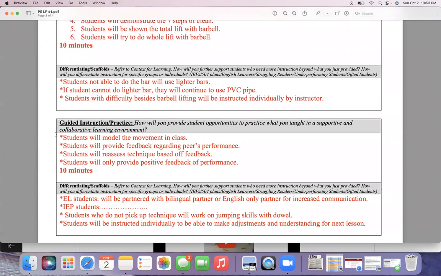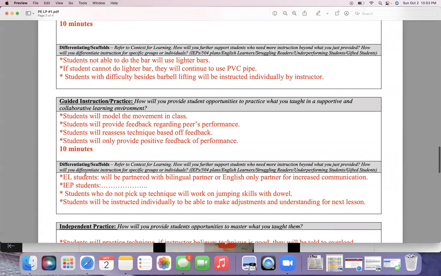Next is the guided instruction / practice. So how will students be given the opportunity to practice what they're learning? And then another section for accommodations. For example, for English learning students, he'll have them partnered with a bilingual partner.